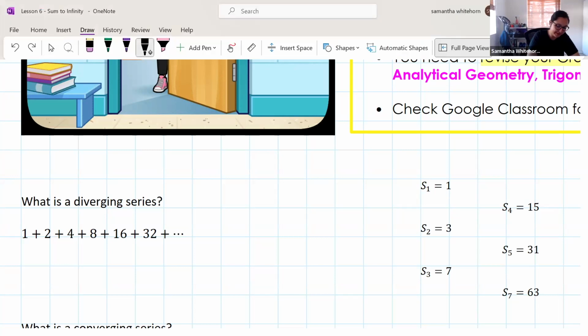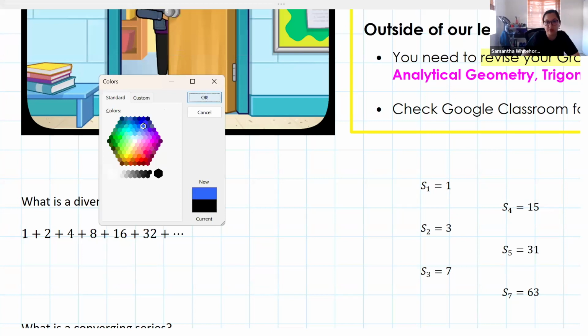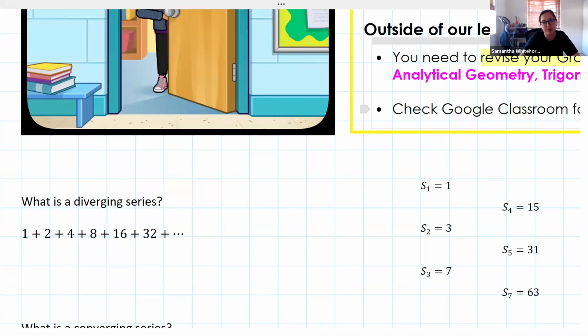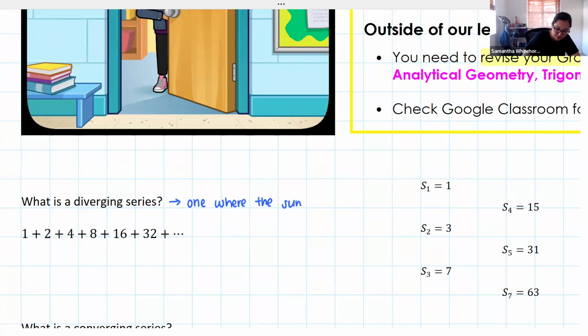No one. Yeah, like I say, it's not really one that we use a lot in terms of the types of series that we work with in geometric series, but it is useful to know the difference between the two. So hopefully I'll get some more answers for converging series. So guys, a diverging series is basically when you start to add, or when you find the sum, your sum begins to get very, very large. So a diverging series is one where the sum becomes very large.